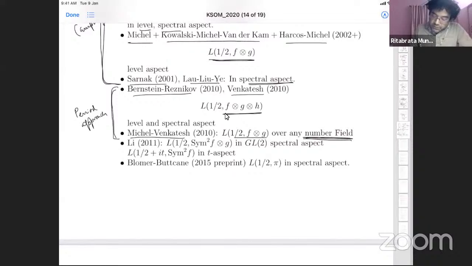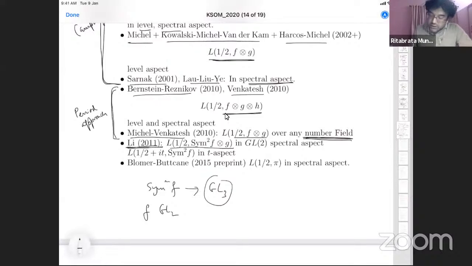So the first person to look at GL3 with some success was Xiaoqing Li, and in 2011 she published a paper where she proved two things. One is she looked at the symmetric square twisted by G. If you look at Sym squared F, since F is GL2 here, Sym squared F is a GL3 form, and G is a fixed GL2 form. So this is a GL3 cross GL2 Rankin-Selberg convolution. If you fix the F part, the GL3 part, and vary G, then she proved subconvexity in the GL2 spectral aspect.